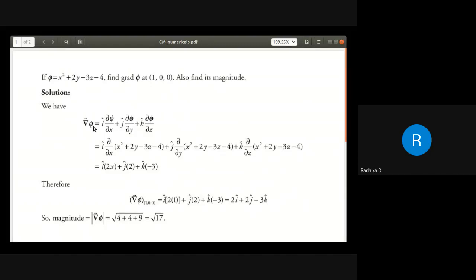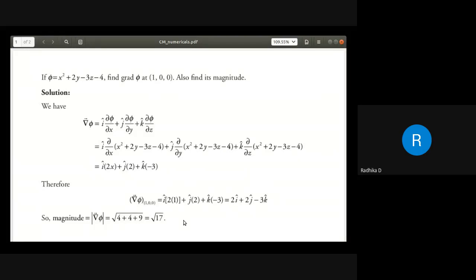First, you brought in this formula for del, i ∂/∂x plus j ∂/∂y plus k ∂/∂z, and applied it to the function phi. Then you do the differentiation. After that, at the given position, you apply the values of x, y, z and get del phi at that position. Next, for the magnitude, take the square root of the constant squared, plus the next constant squared, plus the next constant squared. You end up getting root of 4 plus 4 plus 9, that is square root of 17. So this is about gradient.